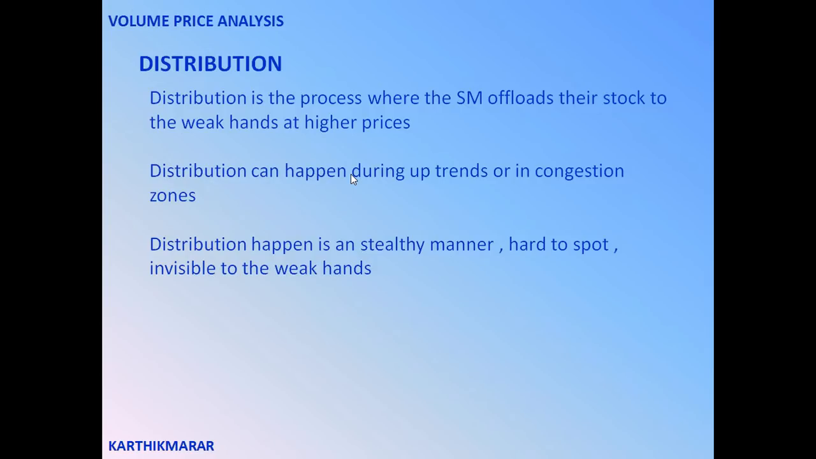So next is the distribution. The distribution is the process where the smart money offloads their stocks to the weak hands at higher prices. Distribution can happen during the uptrends or in congestion zones. Like so, we saw that even in the markup phases, the distribution can happen in the retracement, and when there is a high volume up bars, there could be selling by the smart money.